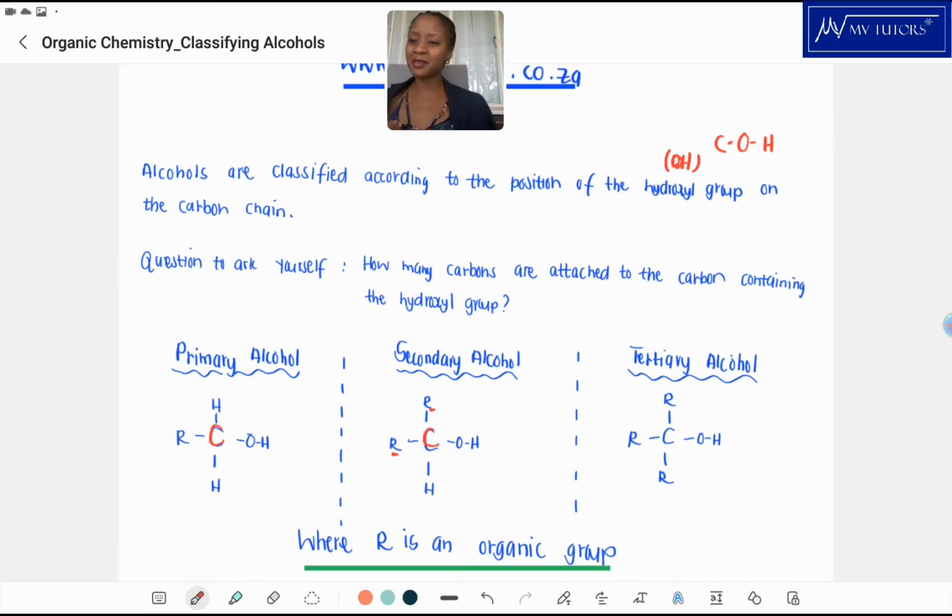And then tertiary, same story. You go and you see where's the hydroxyl group. I've located it. And what is the carbon attached to that hydroxyl group? I see it. And how many carbons is that particular carbon attached to? You can see I have 3 organic groups over here, 3 carbons that are attached to that particular carbon of interest. Therefore, this must be a tertiary alcohol. I hope you are understanding it so far.